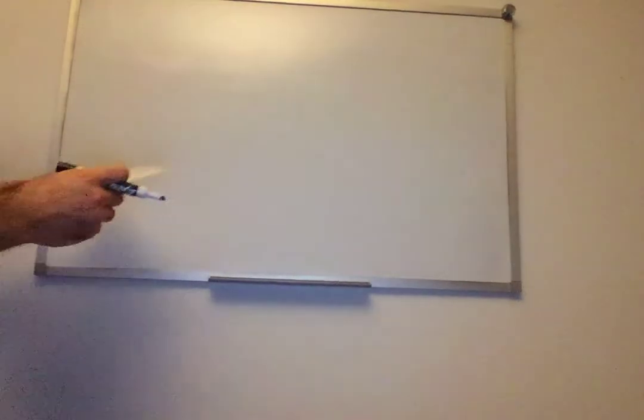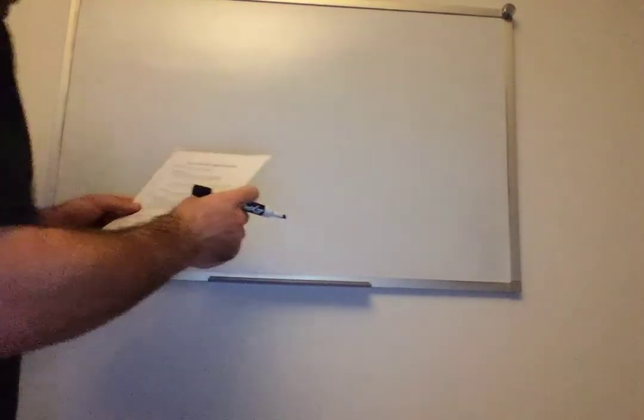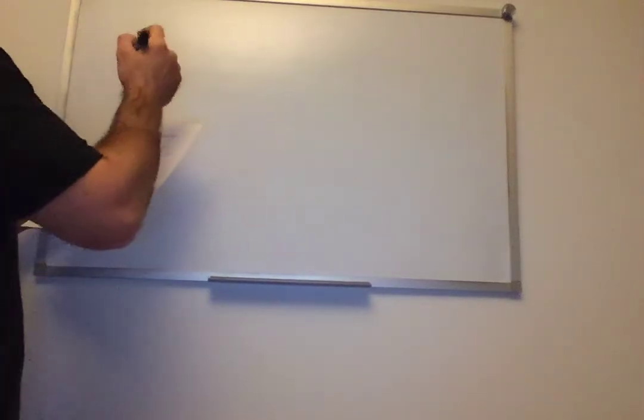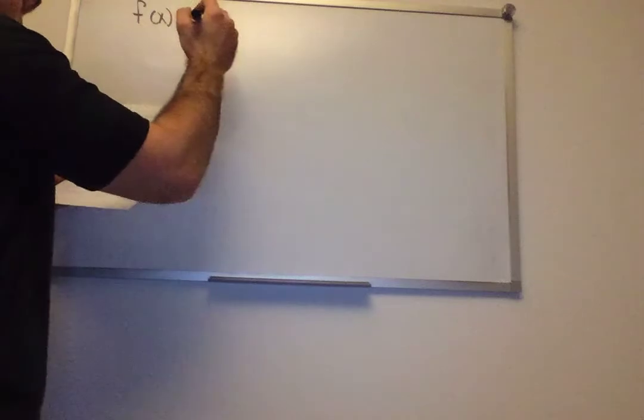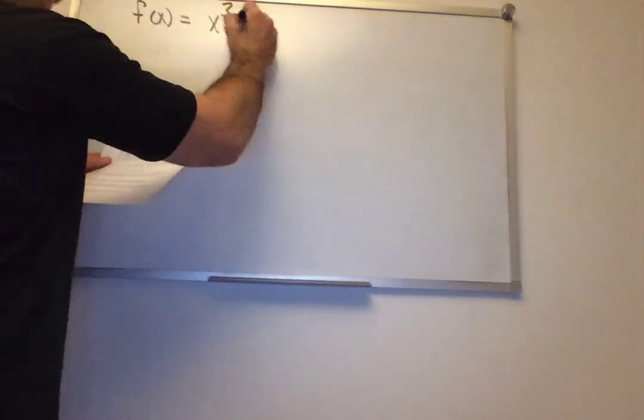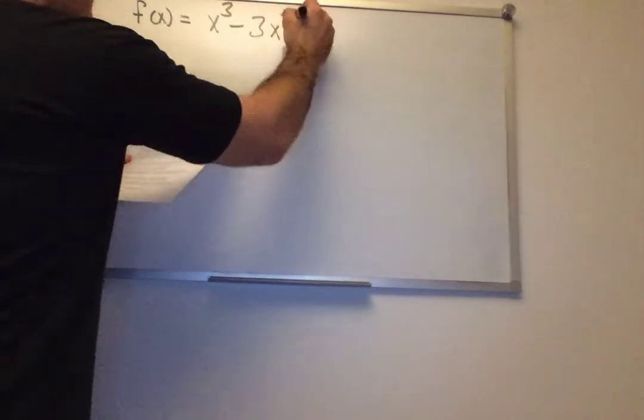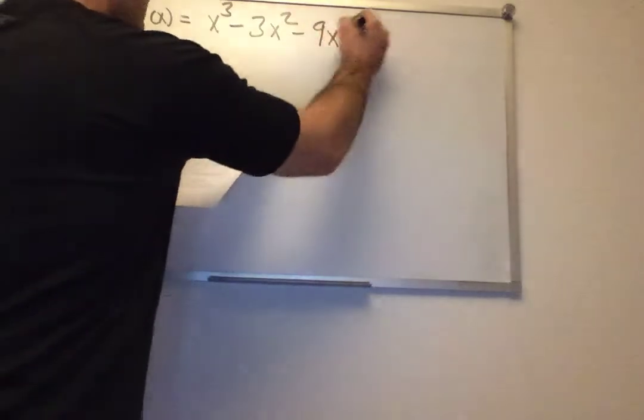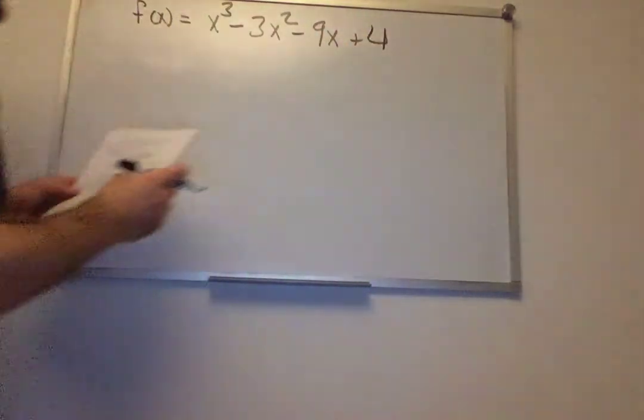Find the intervals of concavity and find the inflection points. So here's our function. f(x) is equal to x cubed minus 3x squared minus 9x plus 4. We had this function earlier.